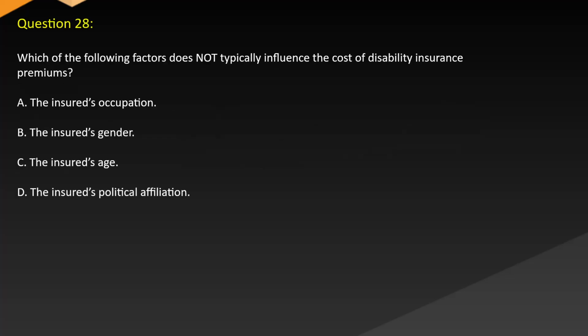Question 28. Which of the following factors does NOT typically influence the cost of disability insurance premiums? A. The insured's occupation. B. The insured's gender. C. The insured's age. D. The insured's political affiliation.